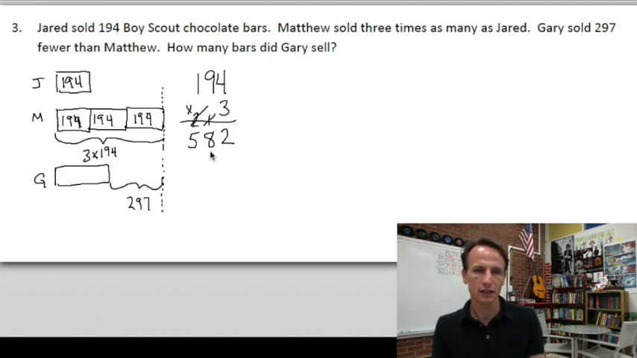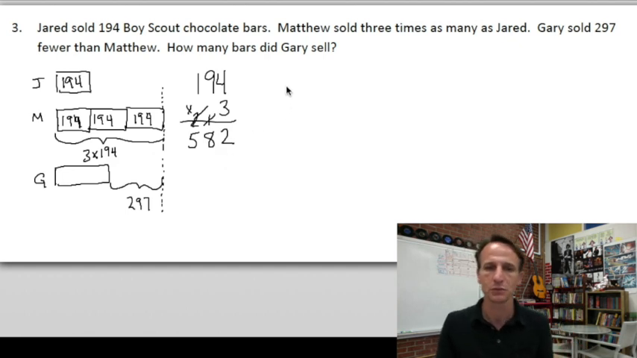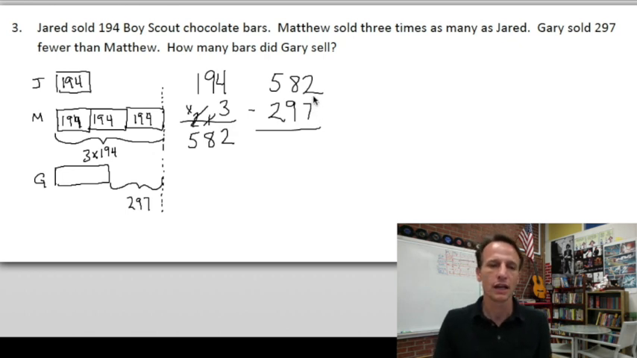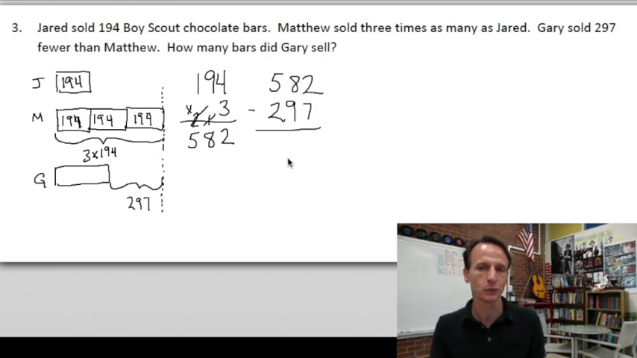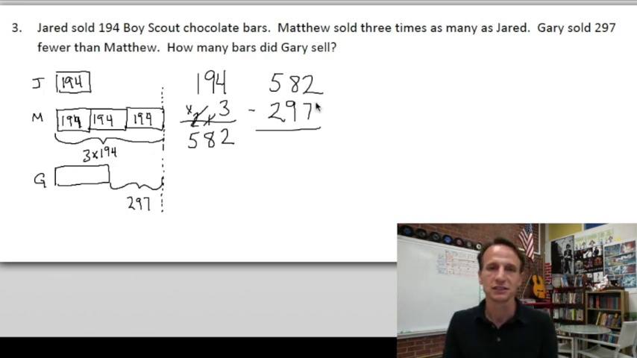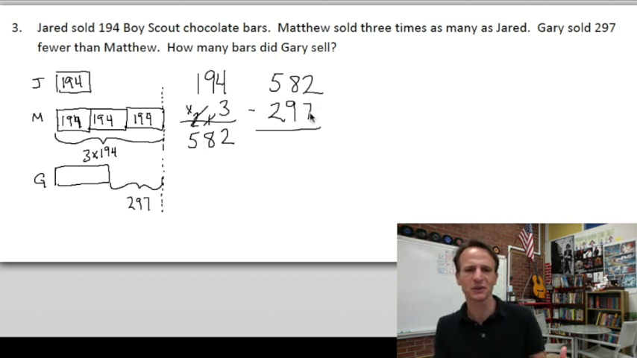And now Gary is 297 less than that, fewer than Matthew. So if we take Matthew's, stupendous job, by the way, Matthew, 582 chocolate bar sales, and subtract Gary's shortfall, bad Gary, of 297. No, he tried. Good job, Gary. And now we subtract these, we will get the difference between them, which will give us Gary's number. And notice, your brain trembles and quivers because here we are, we're doing subtraction with regrouping. We haven't done this in lessons upon lessons, but here we go.